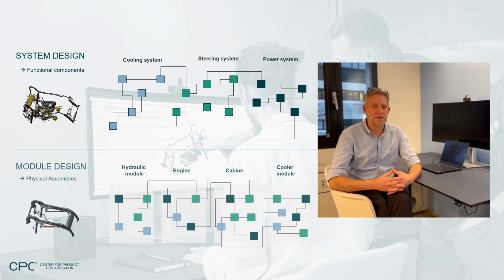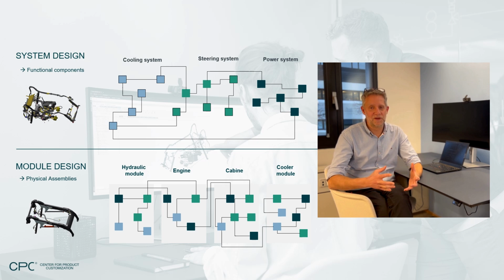Another important perspective is the module view. This view represents how the product is physically built. Modules are often physical assemblies found on the assembly line. For example, a hydraulic module might include components like the hydraulic tank and hydraulic pump. While the hydraulic module encompasses many hydraulic components, it may also include elements from multiple functional systems, such as level sensors and pressure sensors, which are part of the control system.